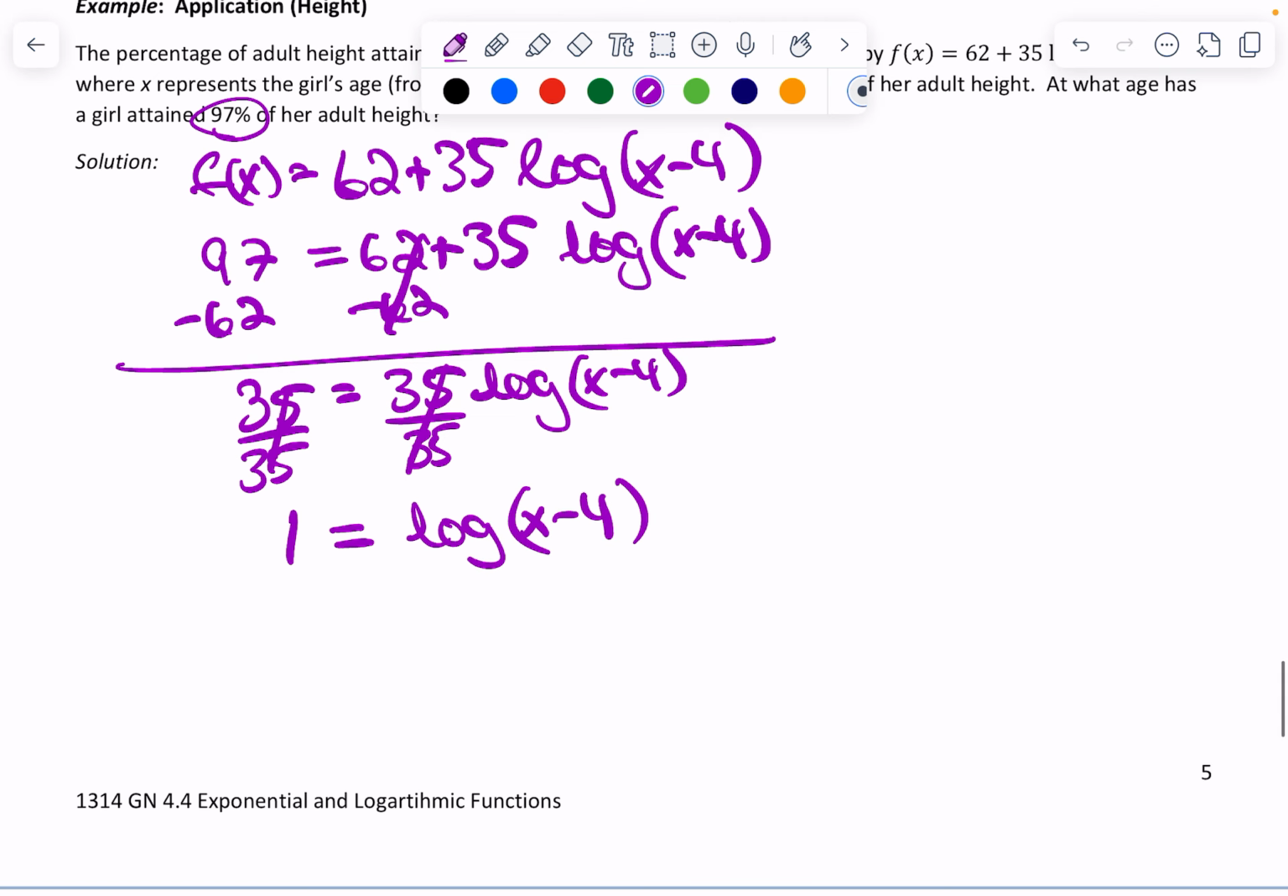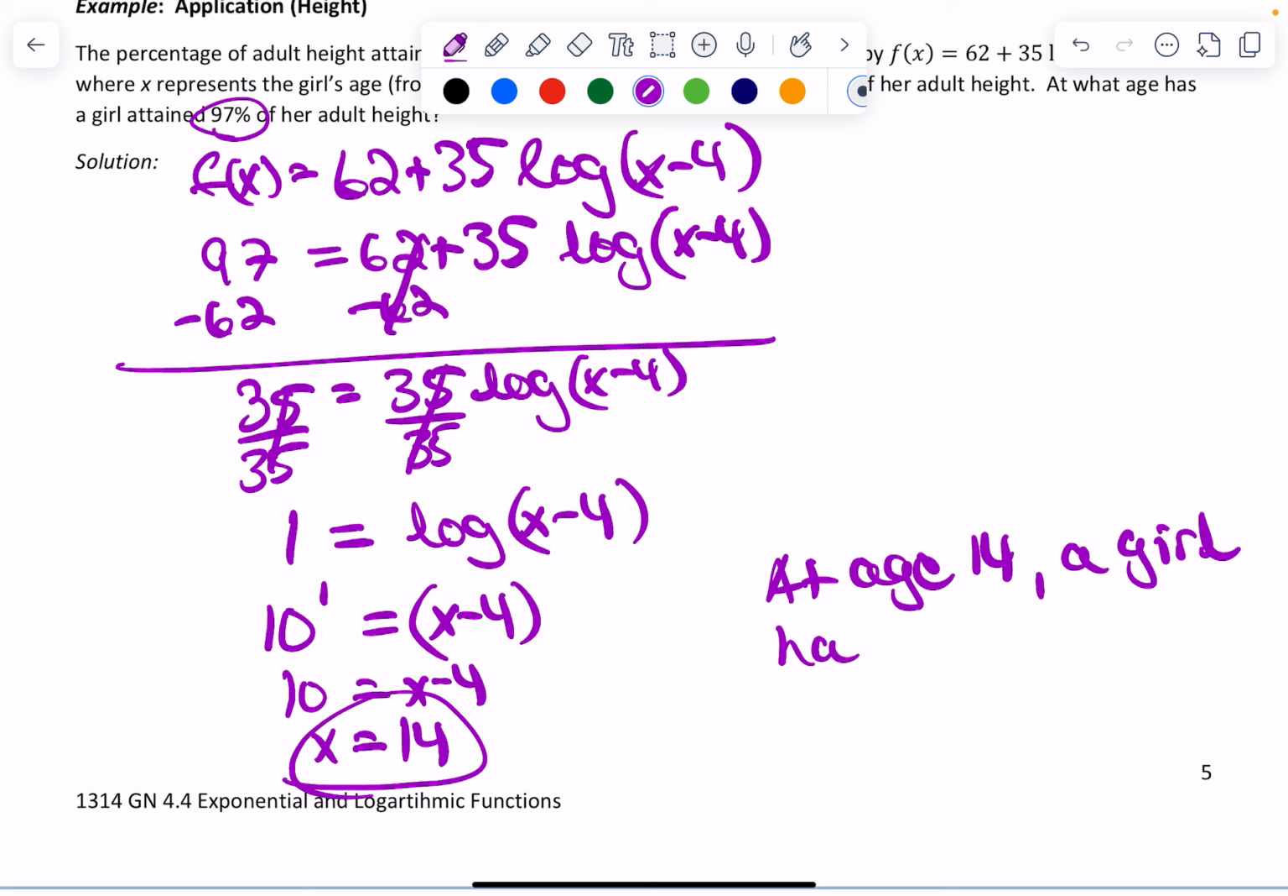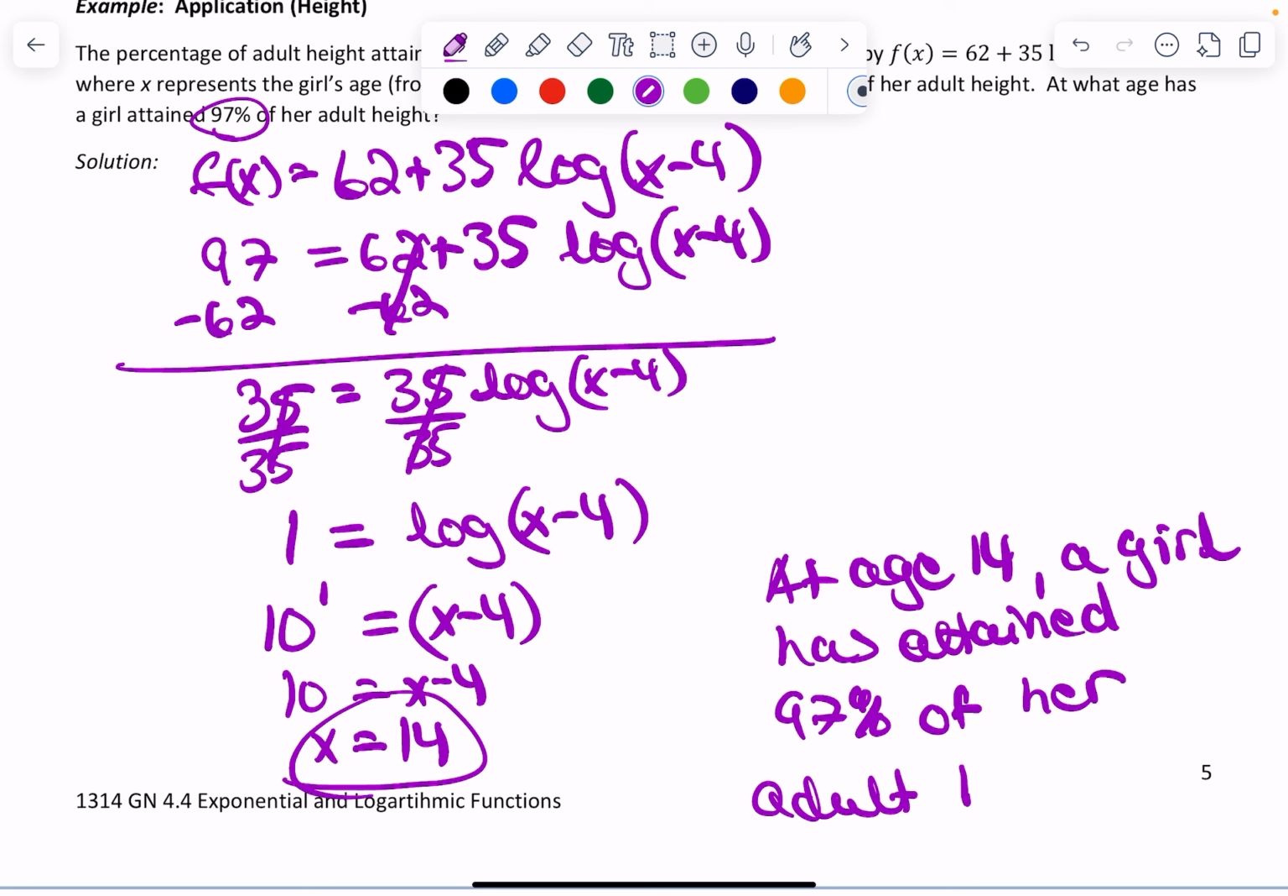Now we're going to write it in exponential form. Our base is 10. So 10 to the power of 1 equals x minus 4. So 10 equals x minus 4. We add 4 to both sides, x equals 14. So at age 14, a girl has attained 97% of her adult height.